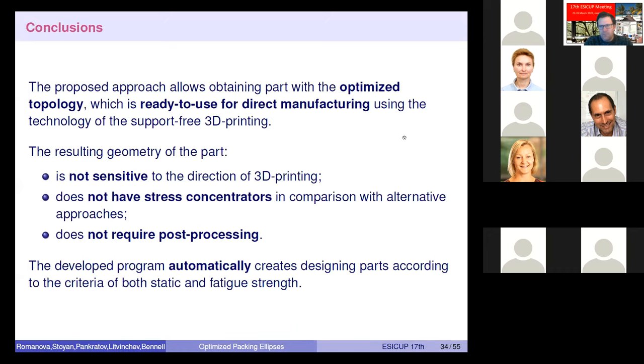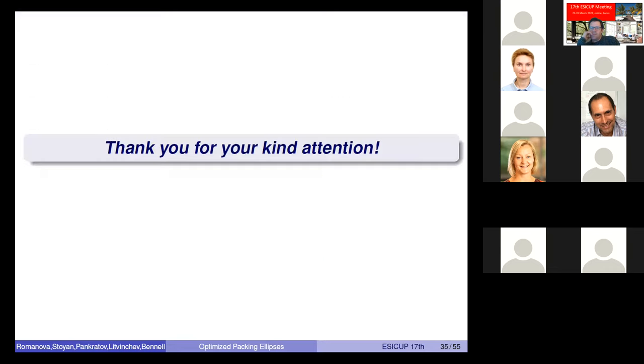And now we can conclude that the proposed approach allows obtaining part with the optimized topology, which is ready to use for direct manufacturing using the technology of the support free 3D printing. And advantages of our approach: it is not sensitive to the direction of 3D printing, does not have stress concentrators in comparison with alternative approaches, and does not require post-processing. The developed program automatically creates designing parts according to the criteria of both static and tensile strengths. And thank you for your kind attention.